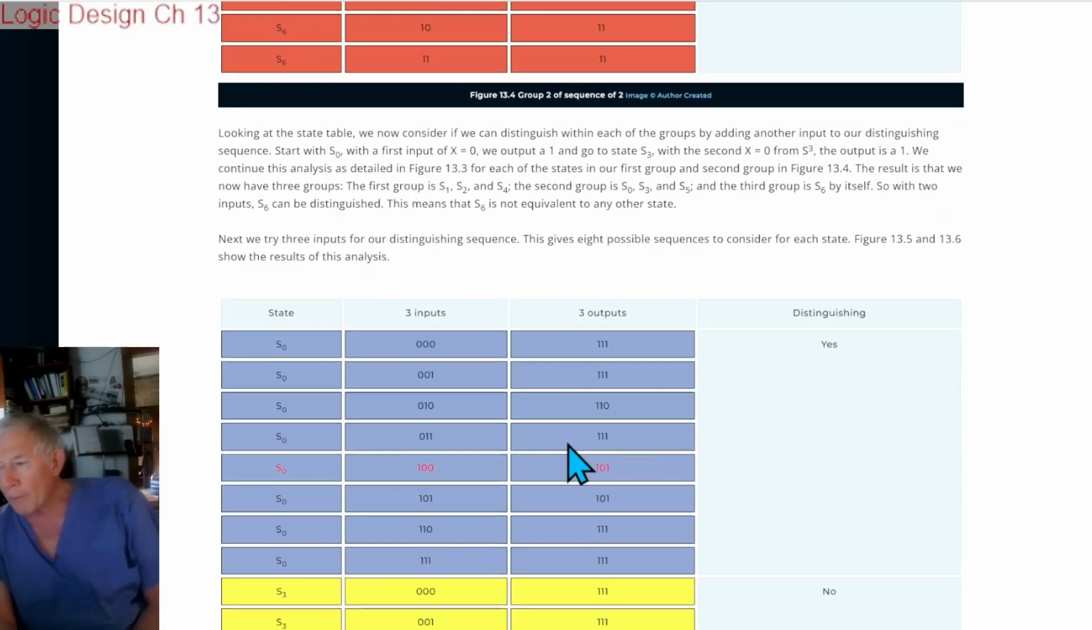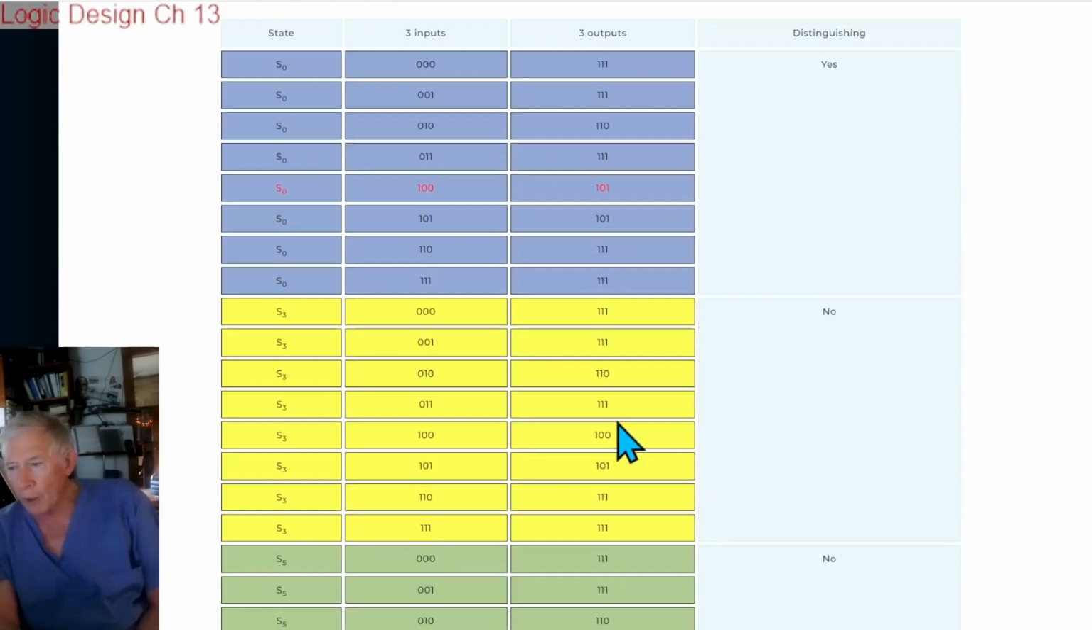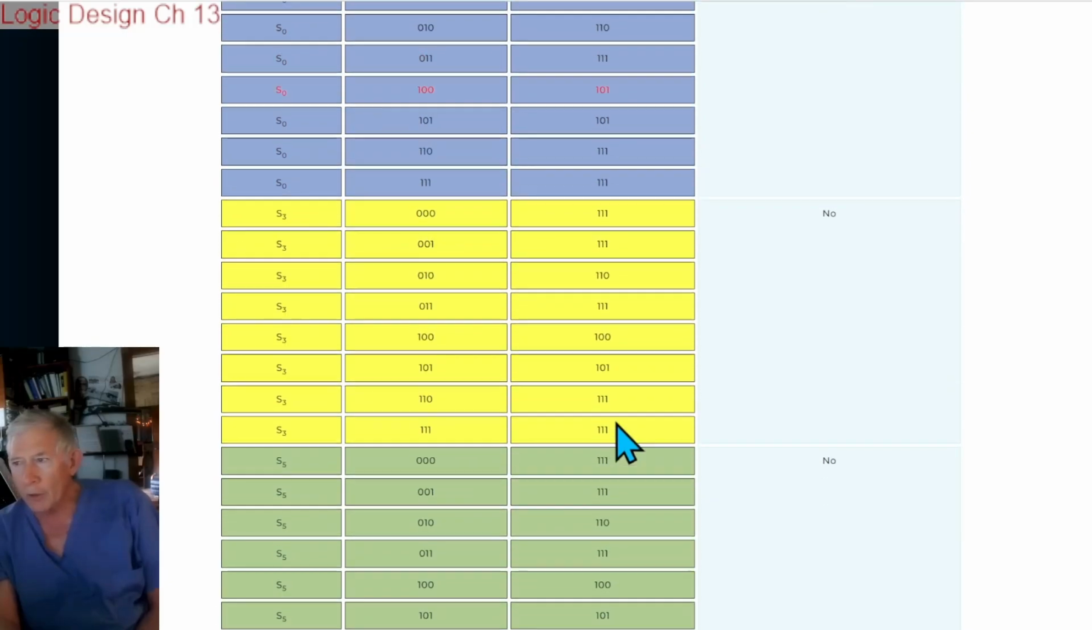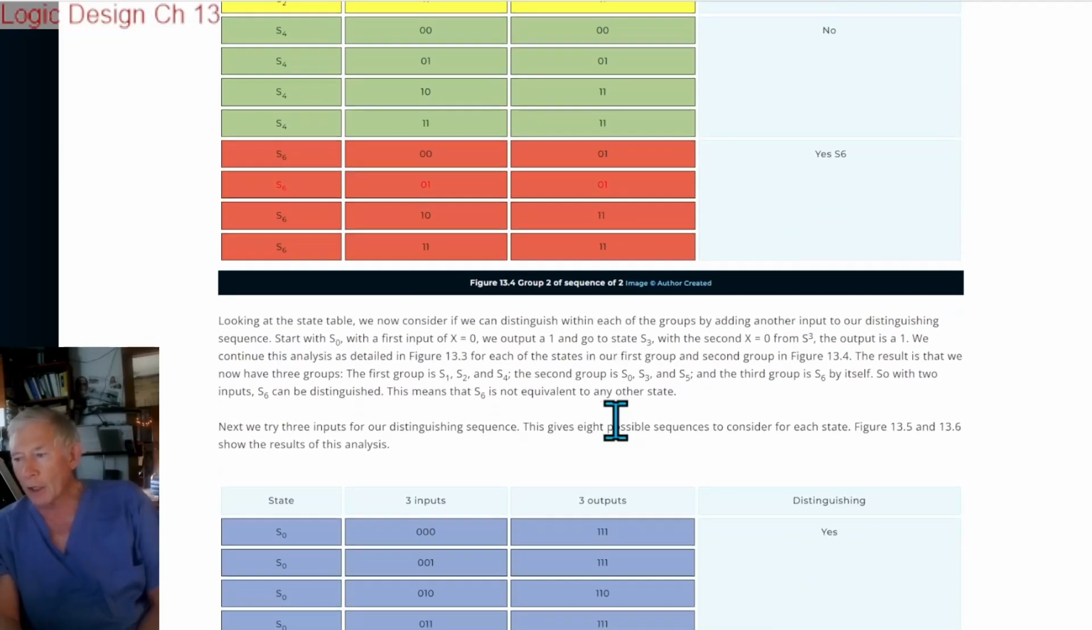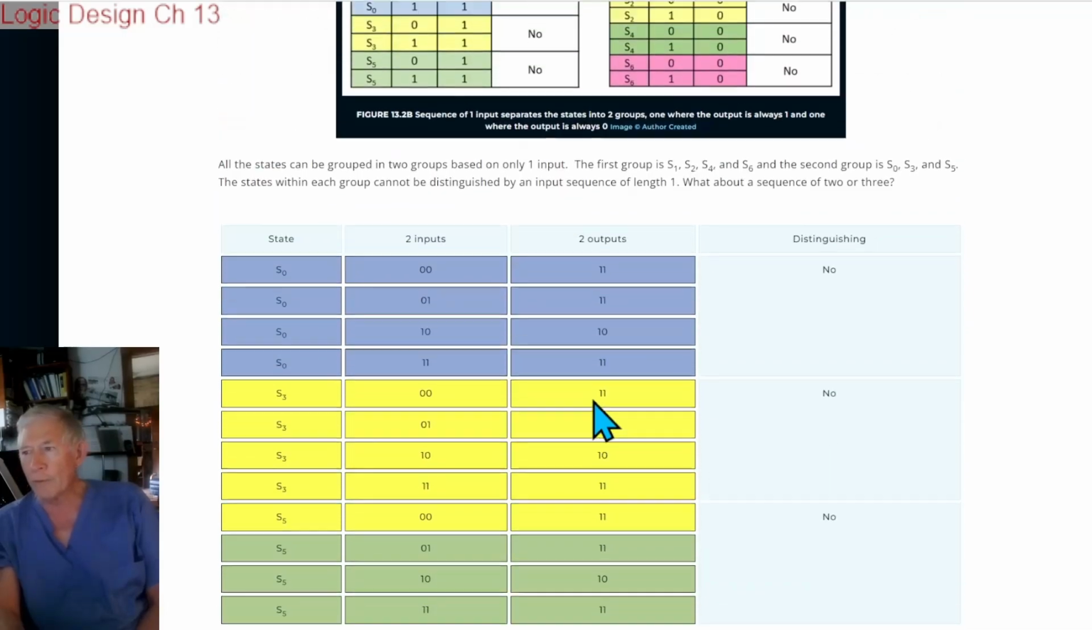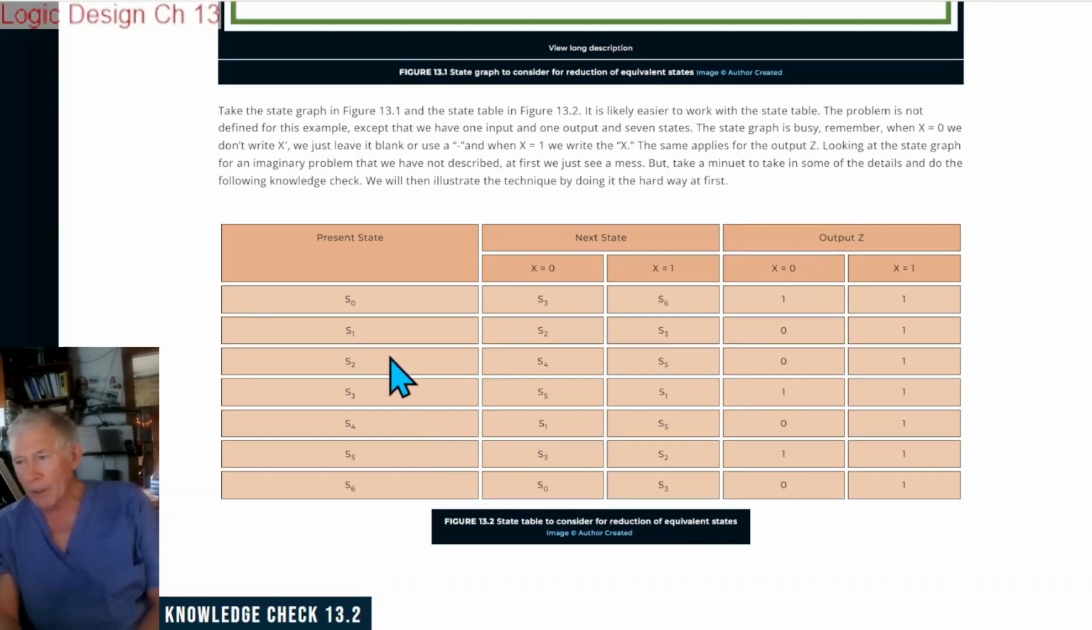All right, what about where do we go from here? Well, so now we have this. Now we're going to look at three inputs, and this starts to get confusing, I admit, but it turns out there's an easier way. Okay, so that's a good thing. But if we did three inputs, so for S0, let's say we do a 0, that puts us in S3, so we already know that. And then for 3, that puts us in 5, and for 5, that puts us in 3, so that's good.